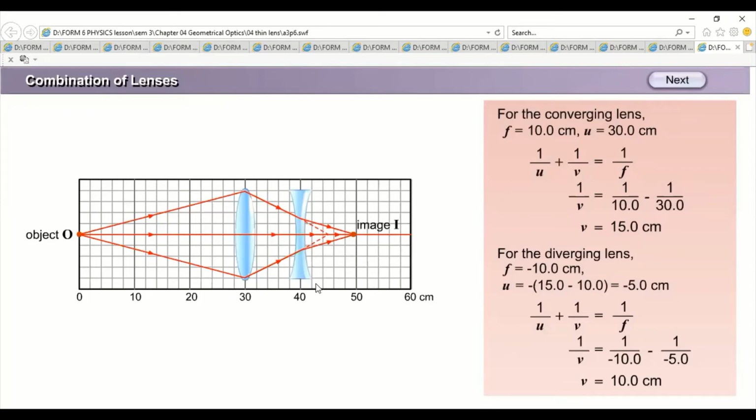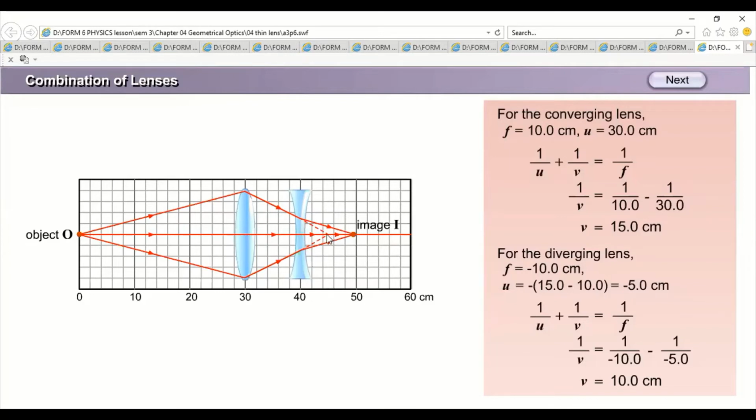So the distance of the object for the concave lens is 10 cm only, 50 minus 40. Consider that the image formed by the first convex lens is 15 cm, somewhere here. That means the object distance for the concave lens is 5 cm only.